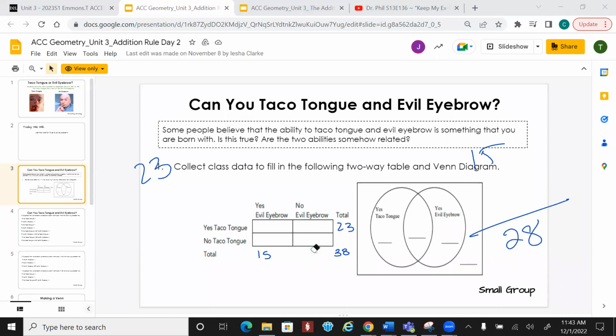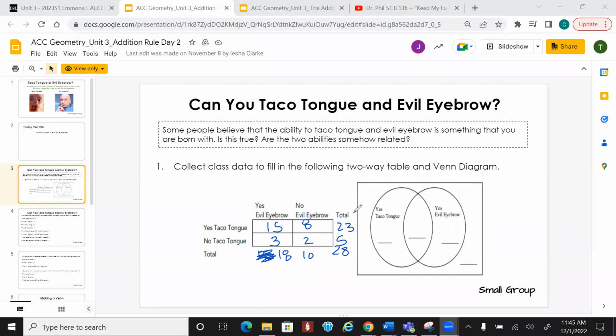Who can taco tongue? All right, ready? Who can taco tongue but cannot evil eyebrow? Okay, one, two, three, four. There's more hands. 5, 6, 7, 8. 8 people. Okay. Can you fill in the rest of this table? Yes. All right, take a second. Okay, ready?